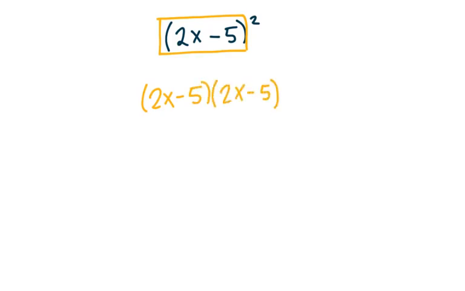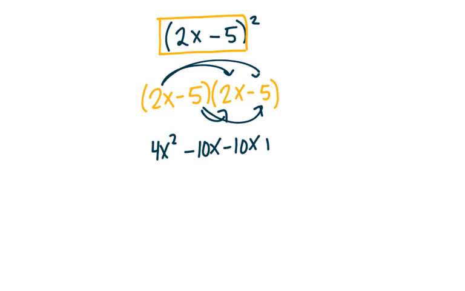Well, now we have 2 terms by 2 terms, so we can't just distribute pieces of this. We have to multiply out the entire thing. So again, using either method that you want, we end up with 4x squared minus 10x minus 10x and plus 25. So your final answer should be 4x squared minus 20x plus 25.